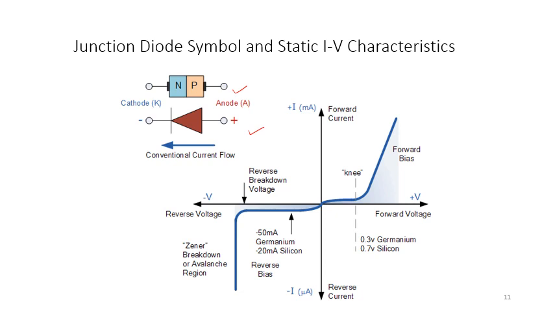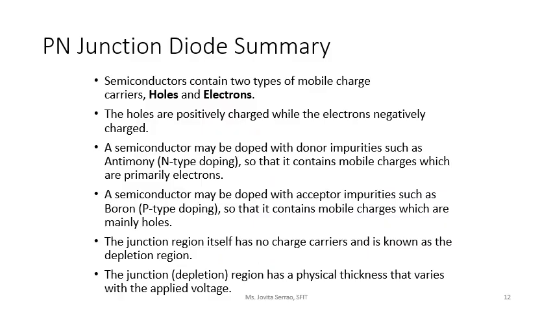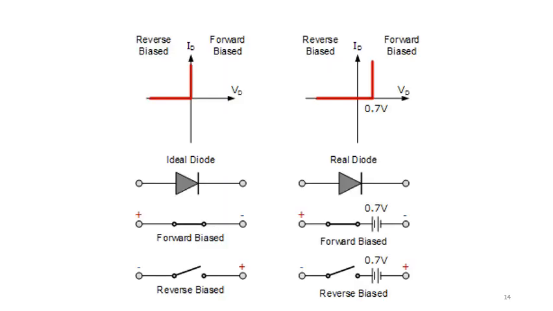Very, very important for you to remember the characteristic. Another thing that I want you to see is on the y-axis, positive current is mentioned in milliamperes, negative current is mentioned in microamperes. Now this is a summary where you can just pause the video and read it for yourself. This is everything that we have studied in diode till now. And this is the final summary.